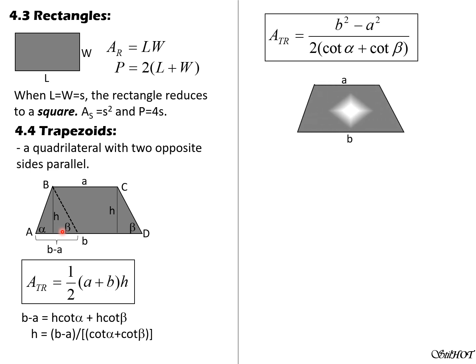So again, if we connect the midpoints of the non-parallel sides, then the length of that would be the average of a plus b, or it is the median. So 1/2 of a plus b. That's why the area is 1/2 quantity a plus b, or median times altitude.